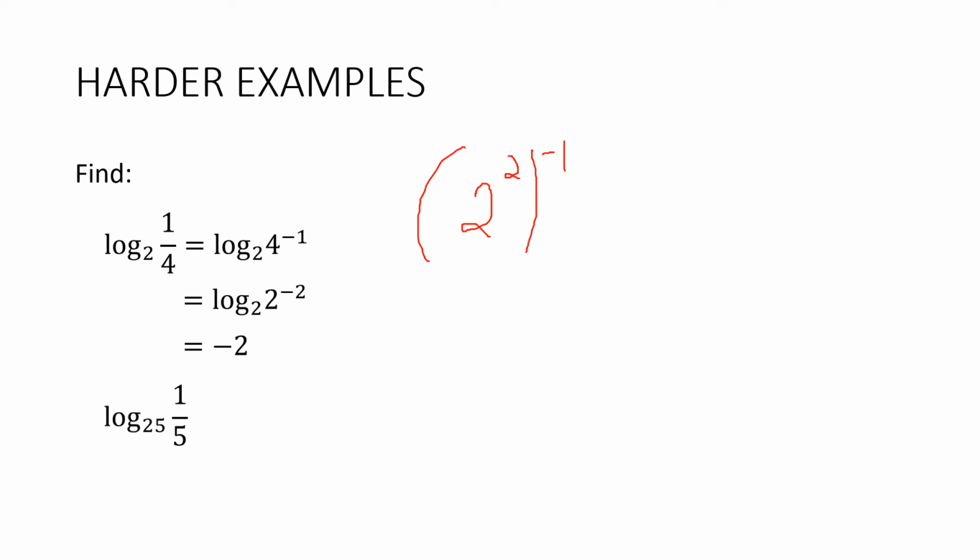So here's another one. Let's see if we can do this one without breaking it down. Again, I'm going to have to the power of negative 1, aren't I, because I've got a fraction. And then how do I get from 25 to 5? That's the square root. Do you remember how to do the square root in index form? It's a half. So the answer here is going to be negative a half.